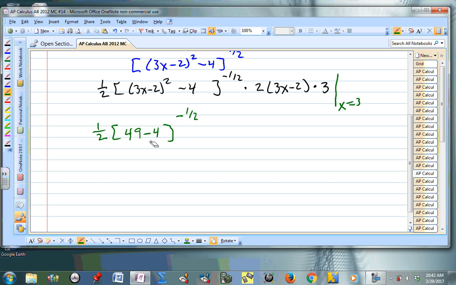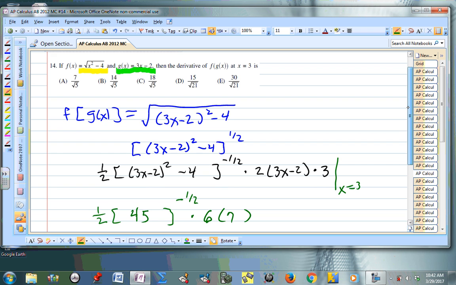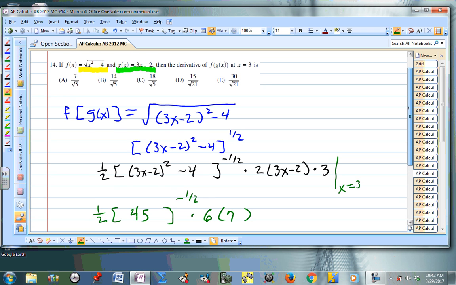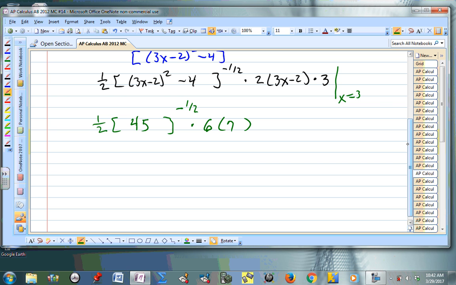Well, 49 minus 4, let's just call that 45. Times, well, we have a 2 times 3 here. That's going to be 6. And 3 times 3 is 9, 9 minus 2 is 7. Unfortunately for us, if you take a look, the options, 1/2 times 45 to the negative 1/2 power times 6 times 7 is not one of the options listed, so we need to simplify here.